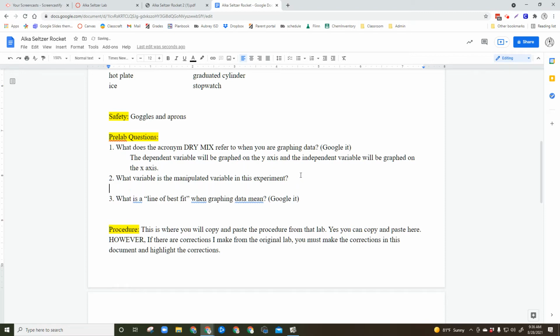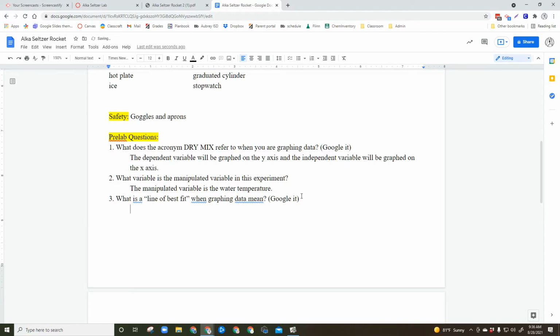Okay, so let's go down here, tab. What variable is the manipulated variable in this experiment? All right, so remember the manipulated variable is the one that we're changing, the one that we're controlling. So that's going to be, writing complete sentences, the manipulated variable is the water temperature. Okay, there you go. Make sure you're writing complete sentences. We're in high school. What is a line of best fit when graphing data mean?